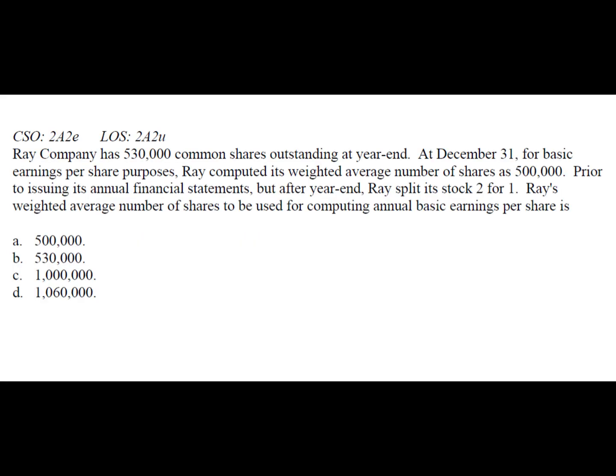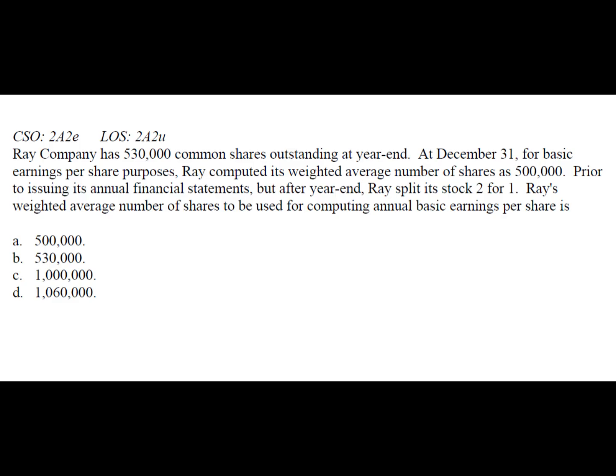This question tests the treatment of stock splits in the calculation of basic earnings per share, EPS. A key accounting rule is that stock splits are applied retroactively when computing EPS. This means that if a stock split occurs after the reporting date but before the financial statements are issued, the weighted average number of shares for the entire reporting period must be adjusted as though the split had occurred at the beginning of the year. This ensures comparability of EPS across periods because a stock split changes only the number of shares outstanding, not the company's total earnings or total equity.